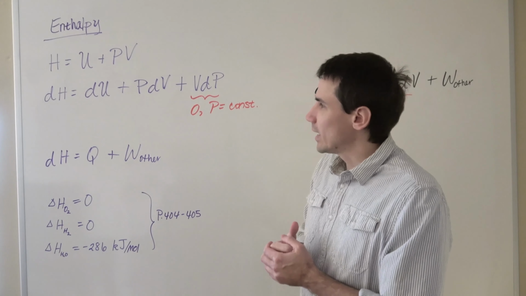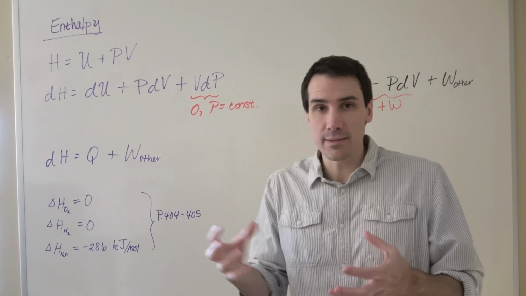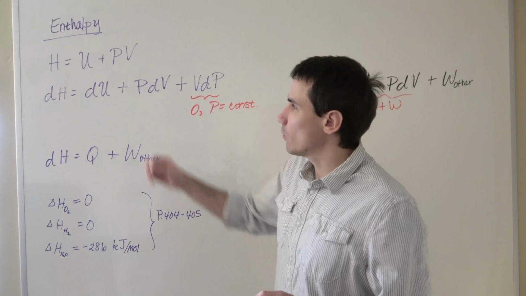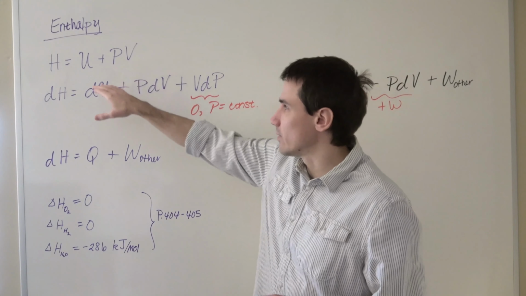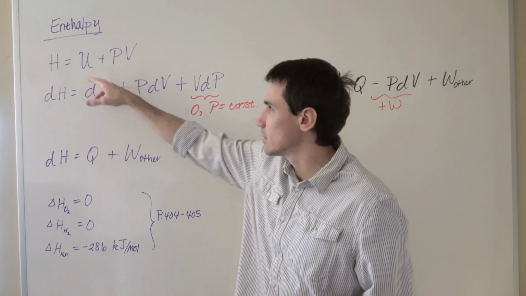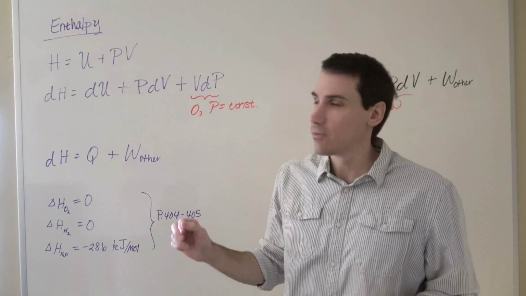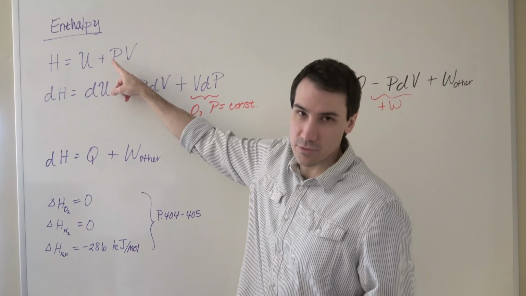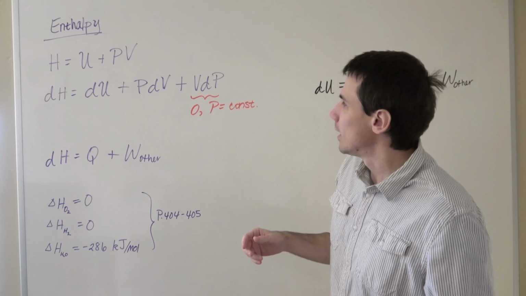Okay, so if we take the change in the enthalpy, a tiny change in enthalpy, we just apply the multivariable chain rule to this expression. So dU is the first one, and then we have P dV plus V dP. We need to take the derivative of the first times the second, plus the derivative of the second times the first. That's our multivariable chain rule.